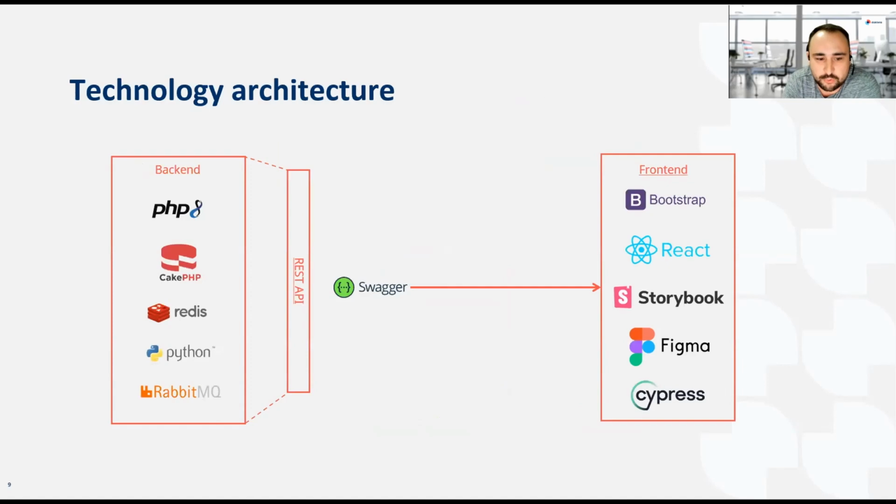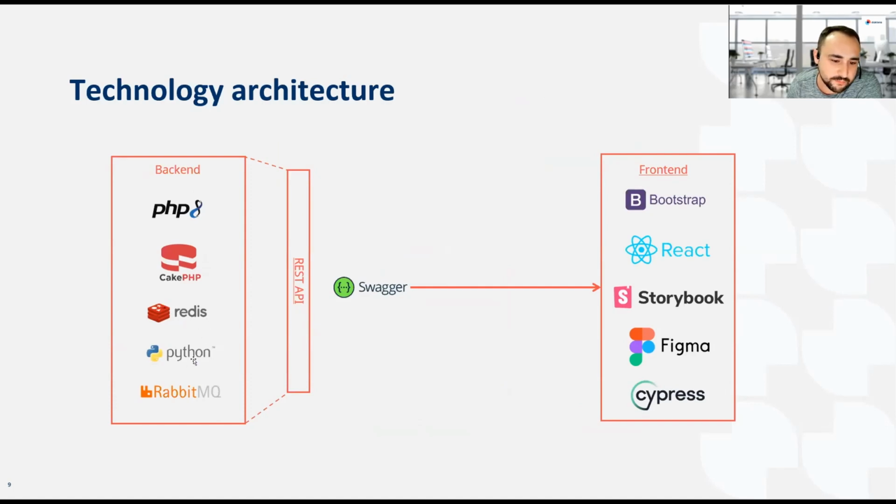How does the architecture look? What we'll need: as I said, there's a backend, there's a front end, there's some sort of REST API. On the backend, we'll be using PHP 8, which is obvious these days when you're starting a project. We're using CakePHP 4. We will be using Redis as a key value storage.